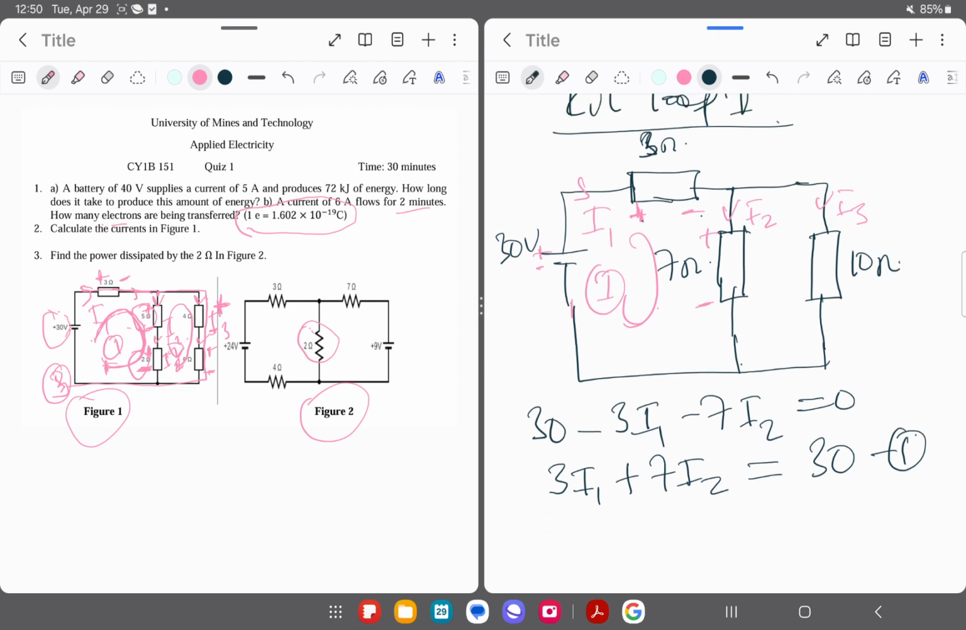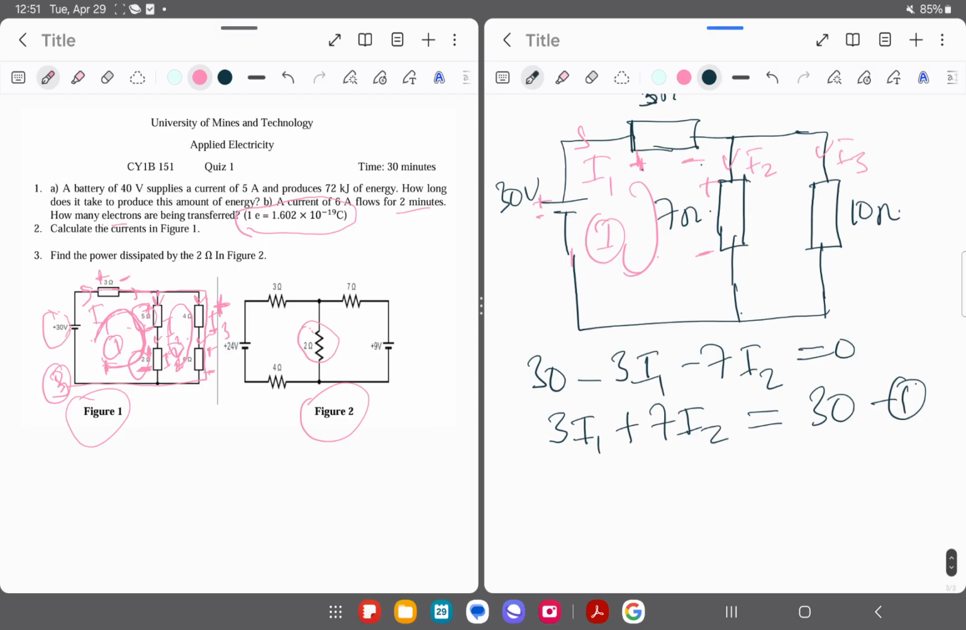Now let's try to get the second equation. Here we can see that we have 3 variables, I1, I2 and I3. Those are the variables, the currents, that we are interested in calculating. In order to solve for 3 variables, we need 3 equations. So this is our first equation, and now I have to get 2 extra equations.